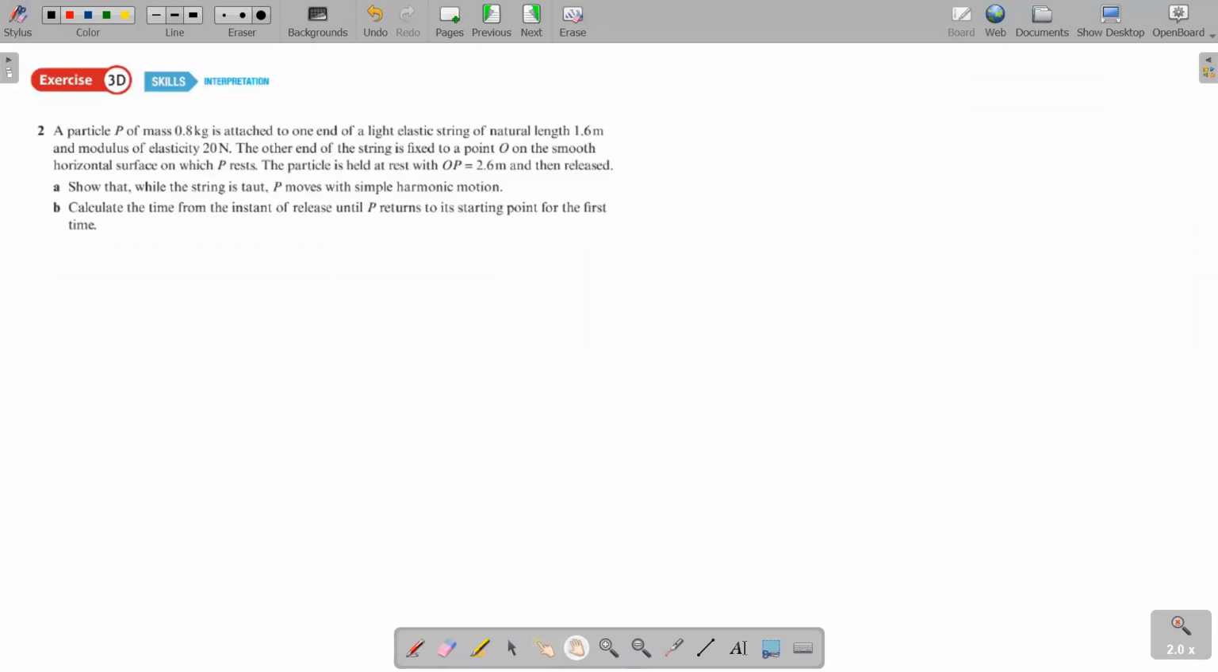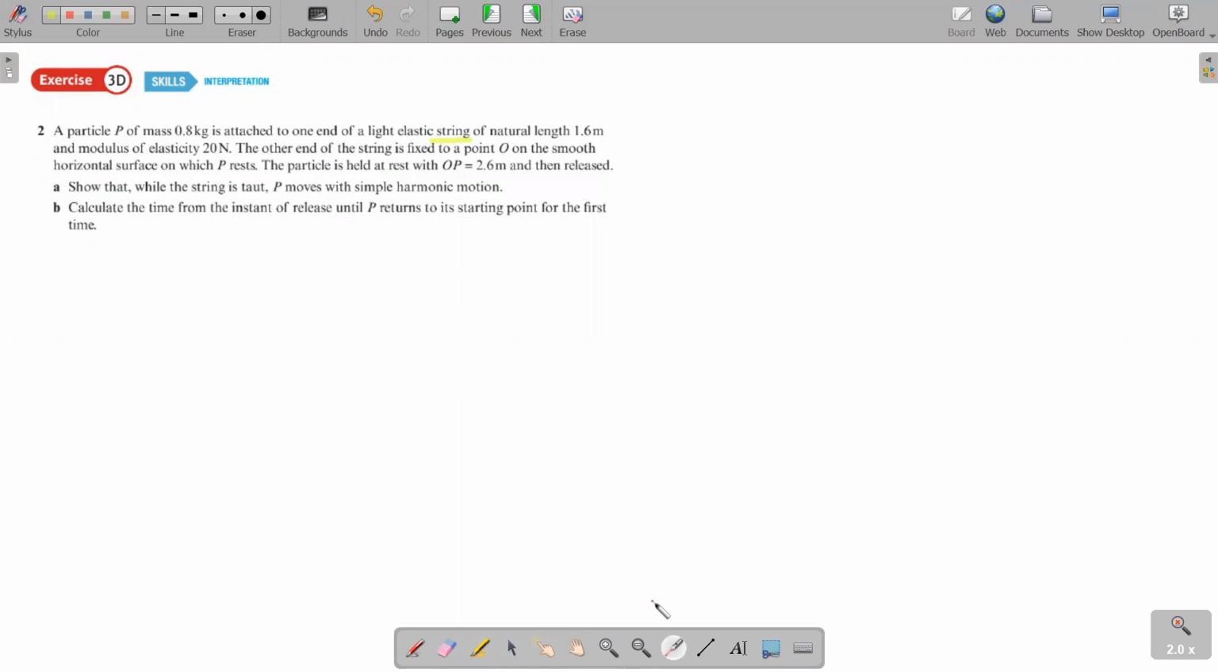Okay, so now in this part, we will learn how to work with elastic strings. In the previous video, we discussed how to work with elastic springs. So now it's all about elastic strings. The mechanism will be slightly different.